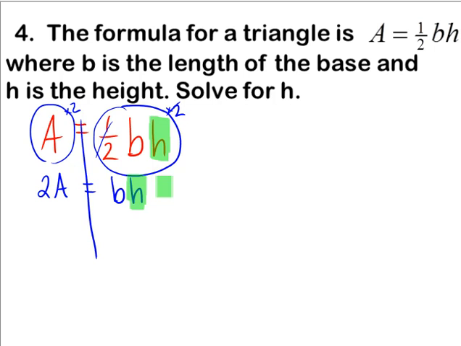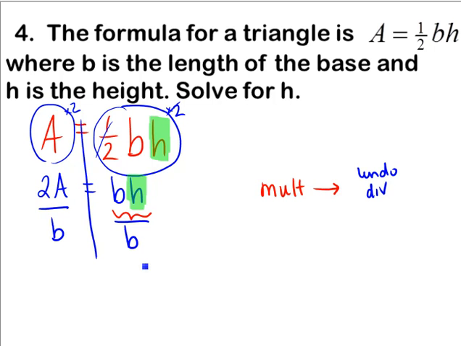That does simplify the problem quite a bit, because all I have now to get the h by itself is one operation. There is a multiplication that takes place, and the way I undo the multiplication is by doing division. So what I will do is I will divide by b on both sides. That allows me to get h by itself, and my final answer then will be 2a all over b.